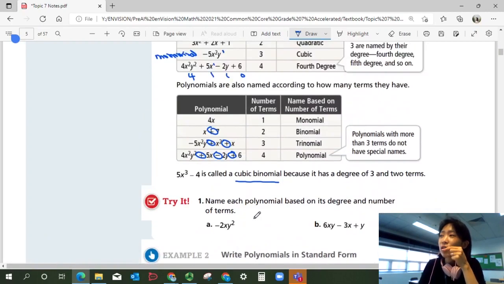Fun. Let's look at try number 1, A and B. Please name each polynomial based on its degree and number of terms. See if you can get it by yourself. Come back when you're ready for answers.